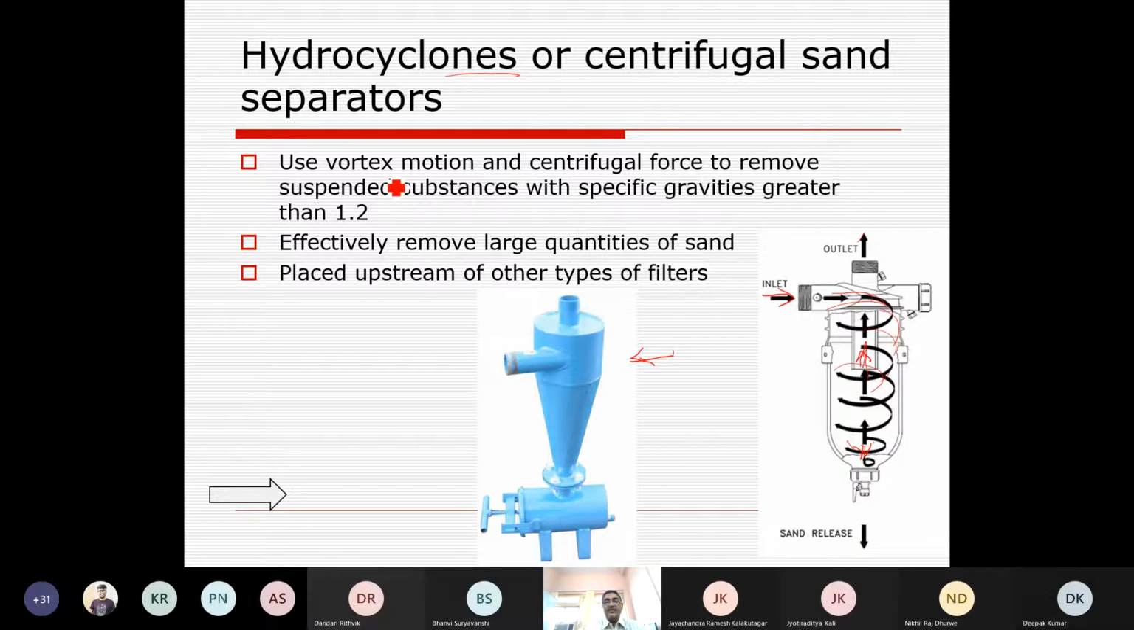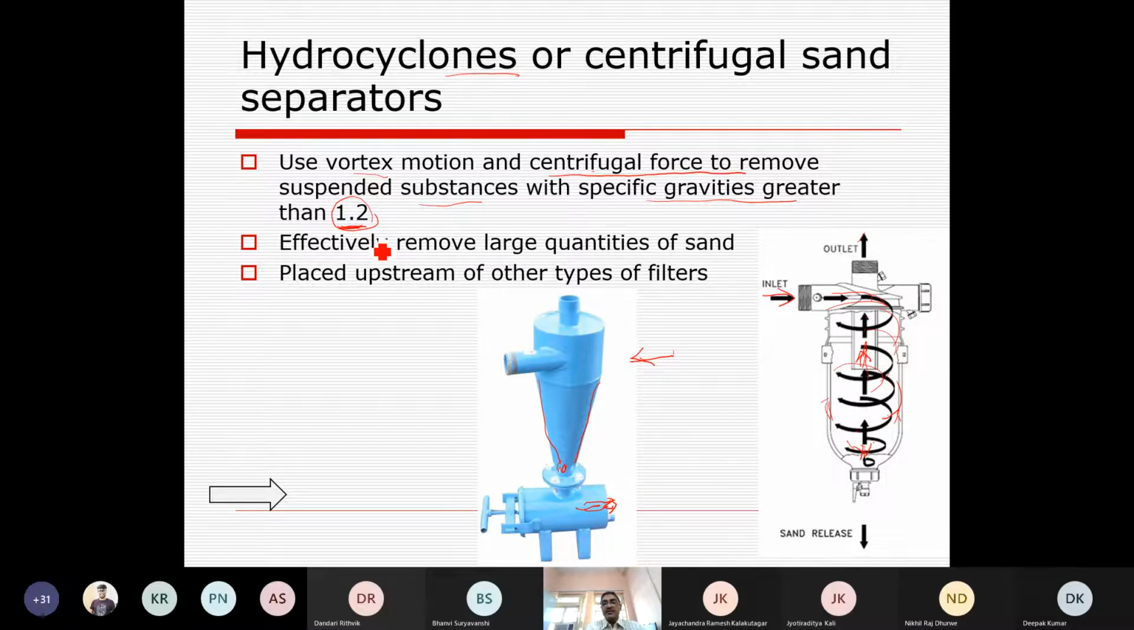It uses, theoretically, vortex motion and centrifugal force to remove suspended, meaning heavier, particles. By centrifugal force they go towards the periphery of this jacket and finally settle down, and it has a conic shape. So it goes finally to the bottom, where all the sand stored in this particular chamber is removed after a certain time. It uses centrifugal force to remove suspended substances with a specific gravity greater than 1.2, or any particle with a bulk density higher than 1.2 gram per cubic centimeter. It is removed by this hydrocyclone or centrifugal sand filter.